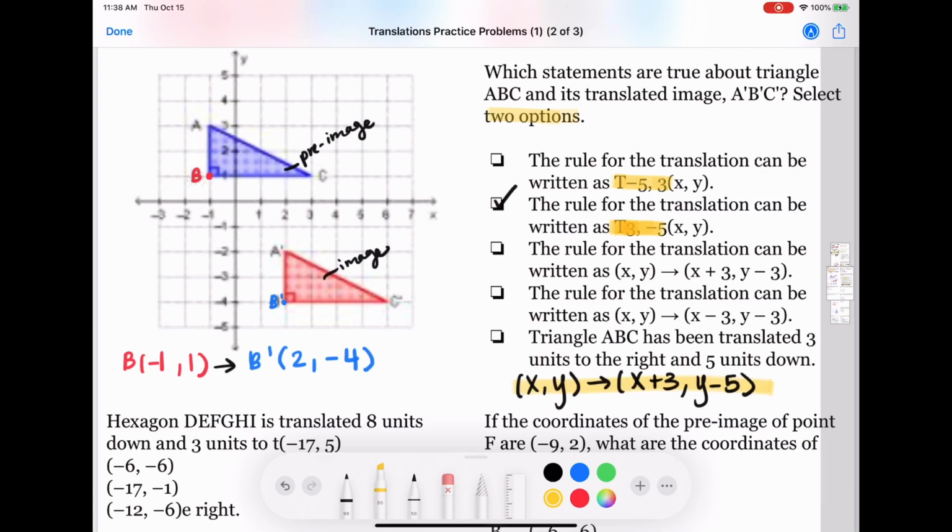This statement states the triangle ABC, or the preimage, has been translated 3 units to the right and 5 units down. Well, we know in order to have a translation of 3 units to the right, we must have a positive 3. And in order to have a translation of 5 units down, we must have a negative 5, which we do in fact have in our function rule and in our mapping rule. So therefore, that is our other correct answer choice. Now that we have 2 options selected, we know that we can move on.